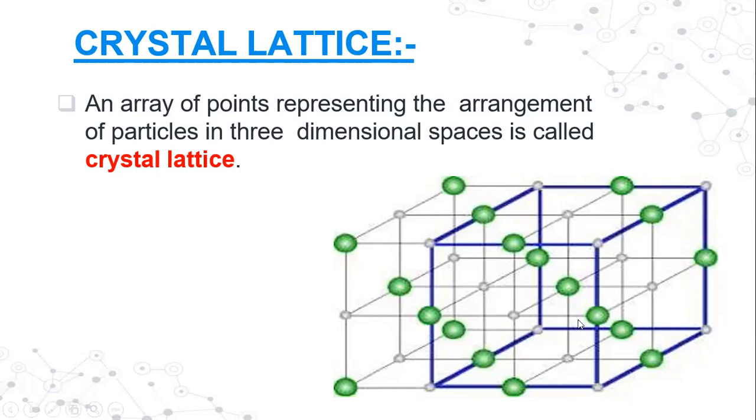So there are multiple points, known as an array of points, which are arranged in a separate structure. This is a cube structure, and these are formed in three-dimensional space, that is the three-dimensional axes, x, y, and z. That is called a crystal lattice. So a lattice is an array of points representing the arrangement of particles.